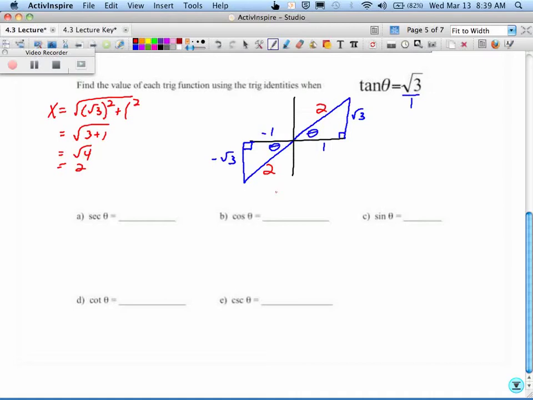Are you guys feeling confident? Trey, what's the sine? Sine is opposite over hypotenuse. The opposite would be negative square root of 3 over 2. Depending on which quadrant you're looking at, you will get root 3 over 2 or negative root 3 over 2.